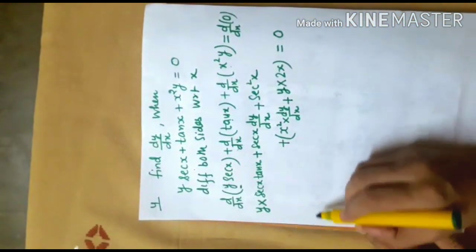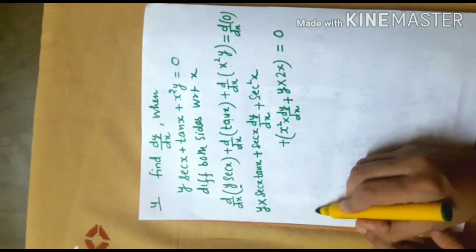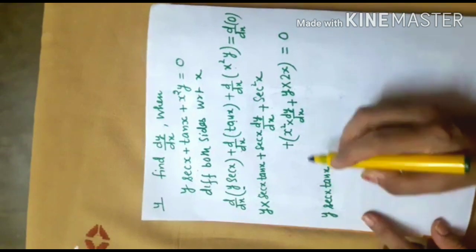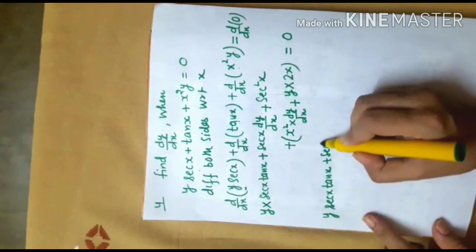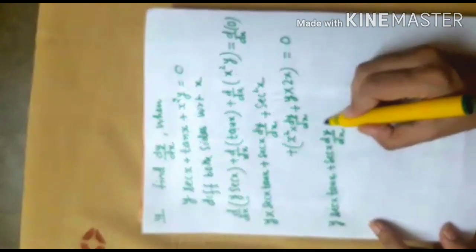So I'll get y secant x tan x plus secant x dy by dx plus secant square x plus x square dy by dx plus 2xy equals to 0, right?